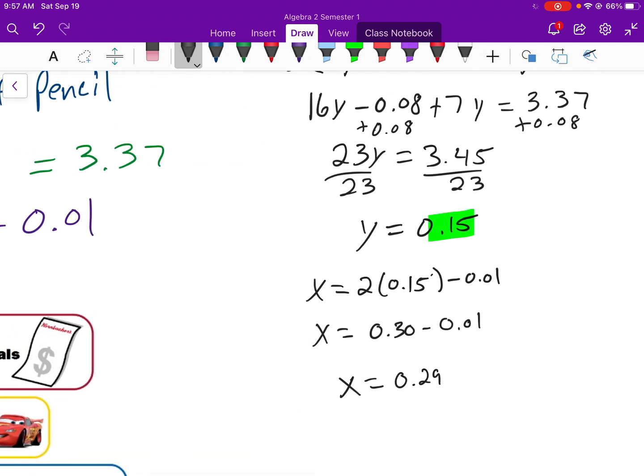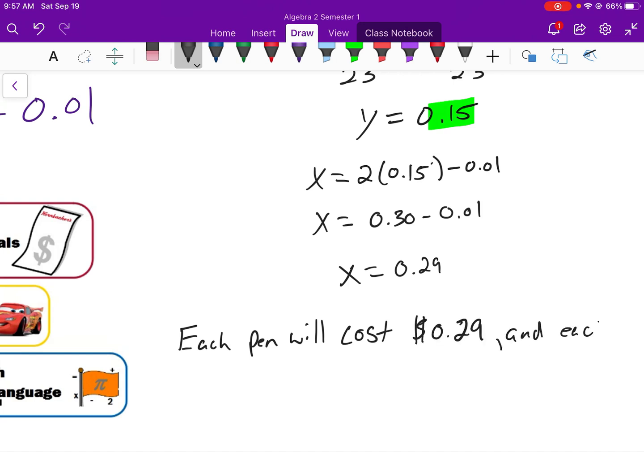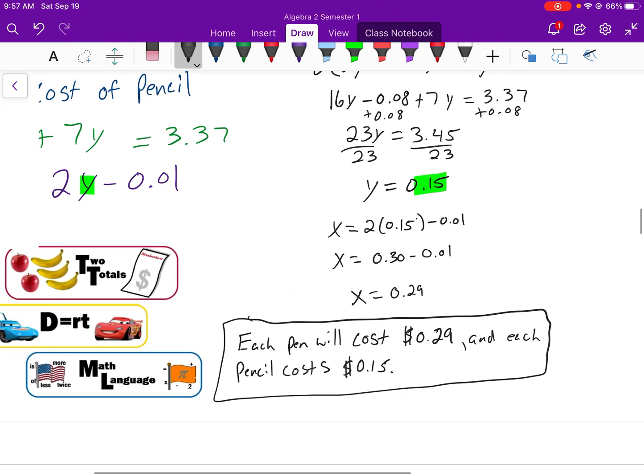Now, anytime we have a word problem, the way we answer word problems is with a sentence. So, each pen will cost 29 cents, and each pencil costs 15 cents. Okay. So there's our example of two totals.